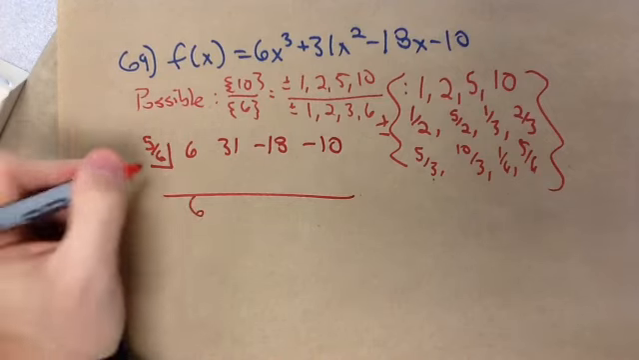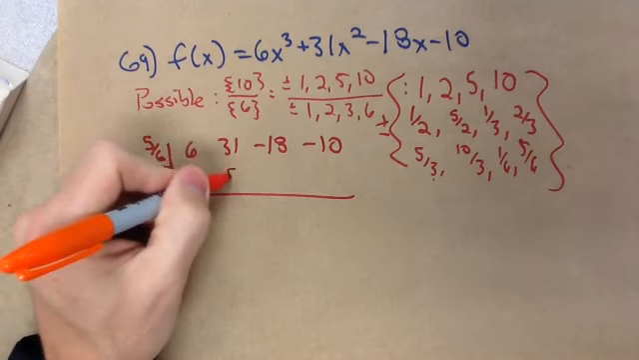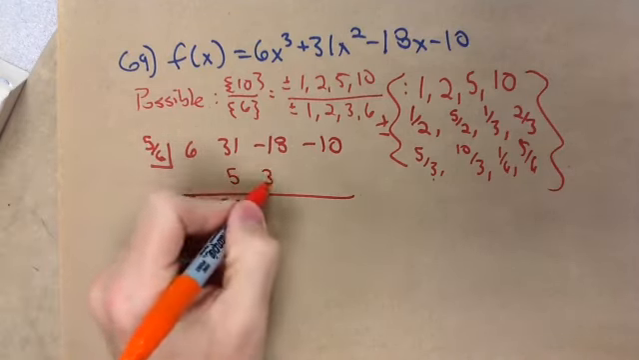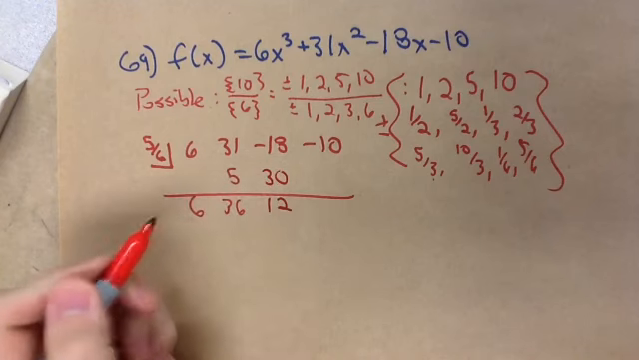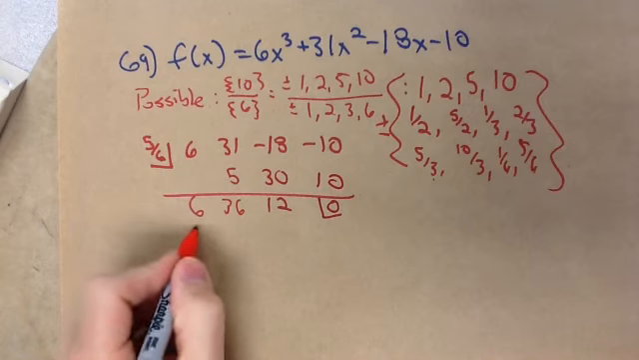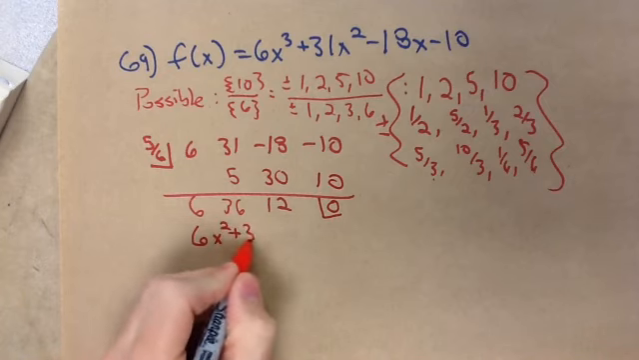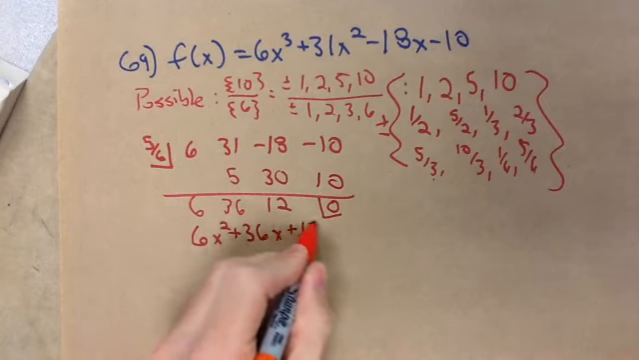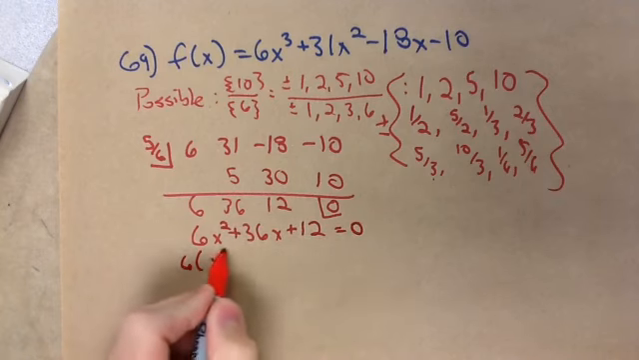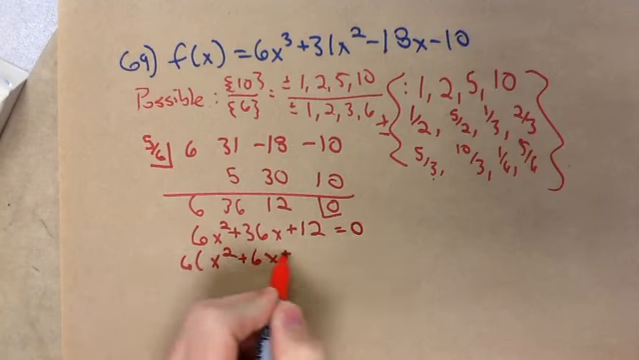So 6 times 5/6 is 5. Got to get 36 here. 5/6 of 36 is 30. Comes out to be 12. 5/6 of 12 is 10. Leaves me with 0. I now have 6x squared plus 36x plus 12. I can factor out a 6 from that: x squared plus 6x plus 2.